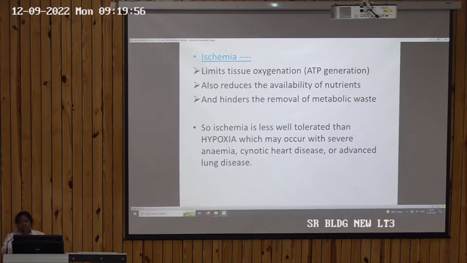Now, ischemia is different from hypoxia. In hypoxia, there is only limited amount of oxygen, but removal of metabolic waste is there and also nutrients are present. So hypoxia is usually better tolerated than ischemia.